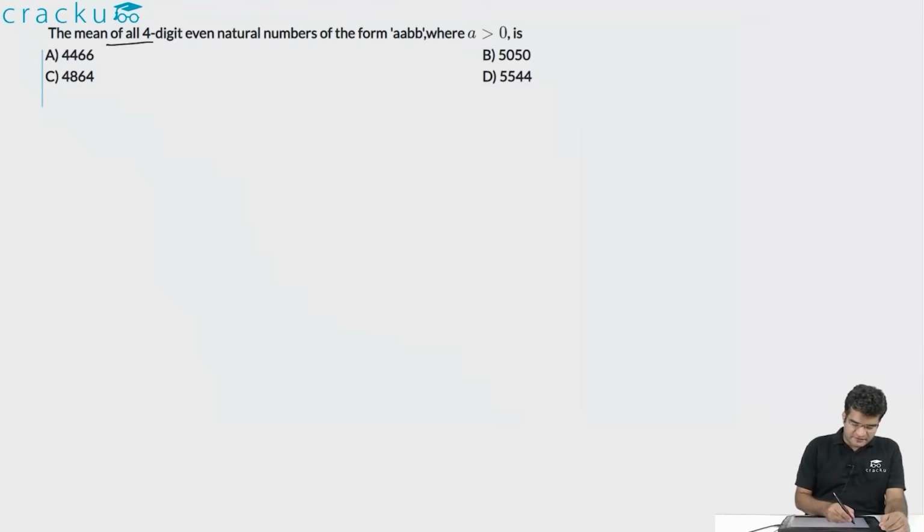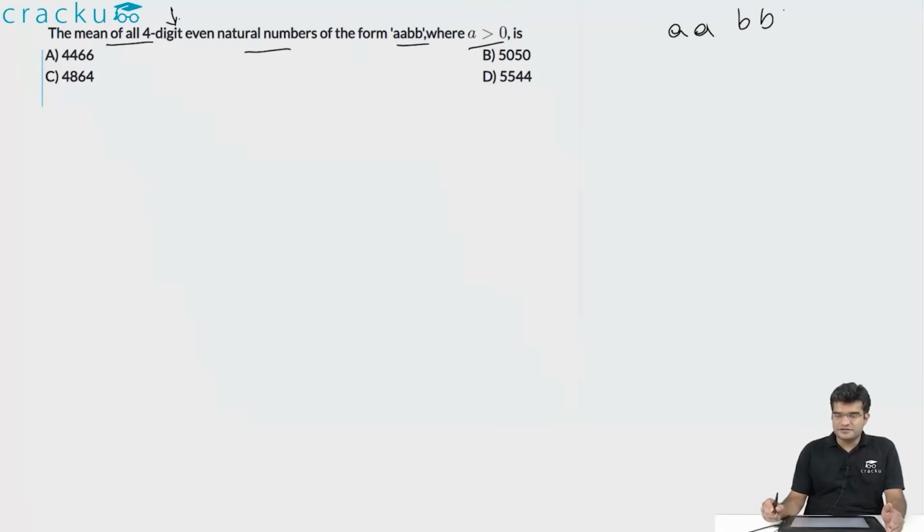In this question, we are asked to find out the mean of all the 4-digit even natural numbers which are of the form AABB, where A is greater than 0. So the first 2 digits are the same and the last 2 digits are the same, and we are told that all of them have to be even. So if you look only at the last 2 digits, what are the possible values for the last 2 digits? That is, what is the value of BB? It can be either 00, or it can be 22, or it can be 44, or 66, or 88.